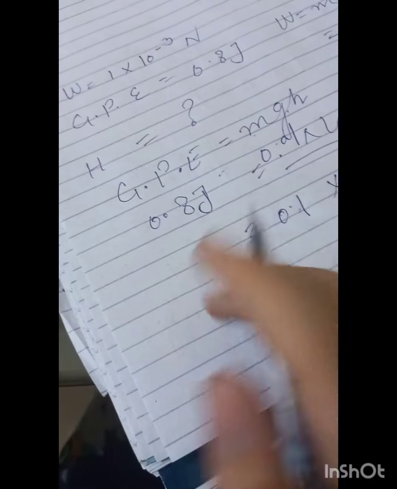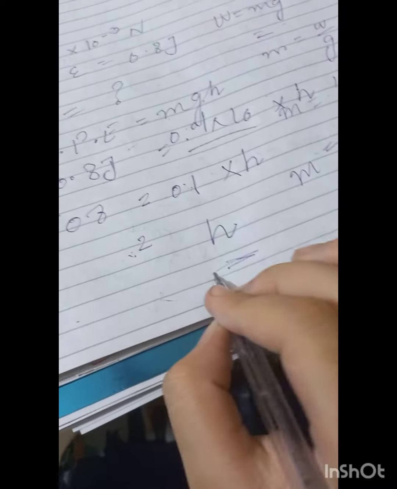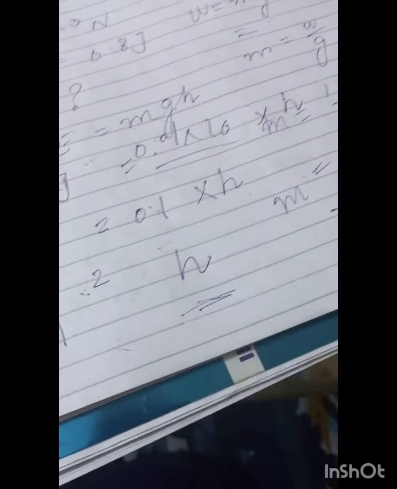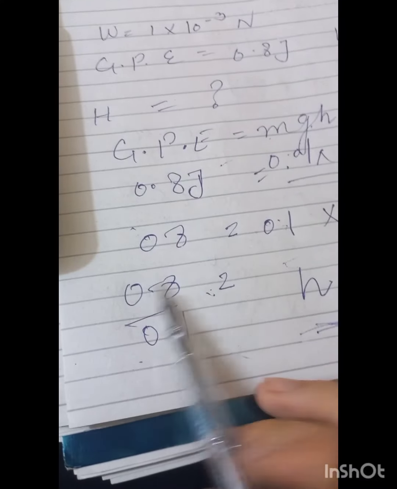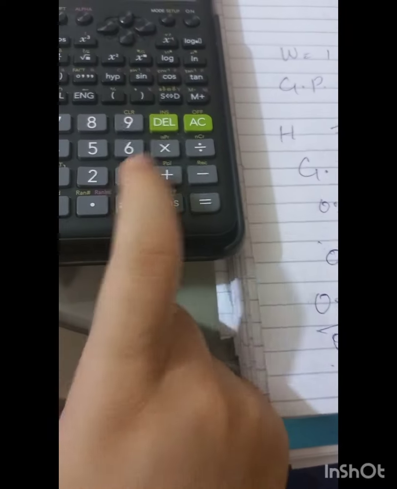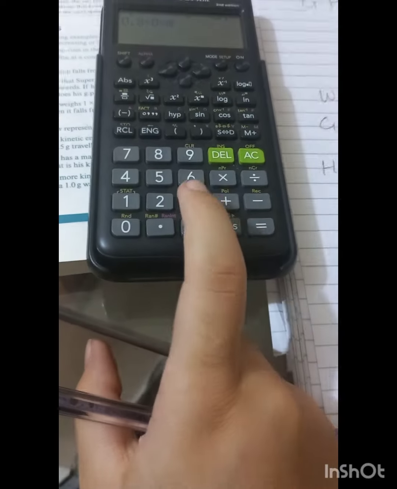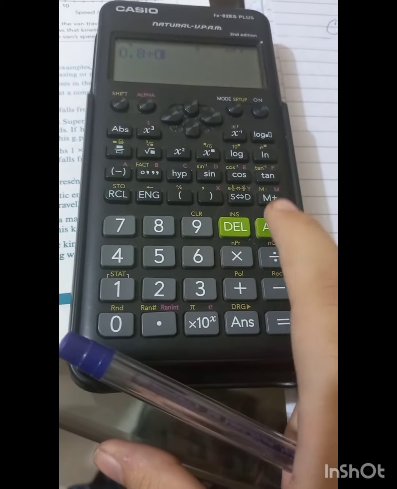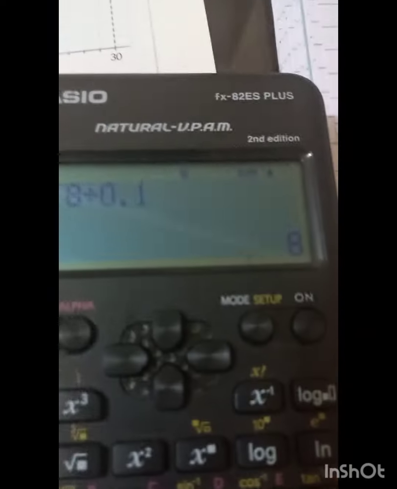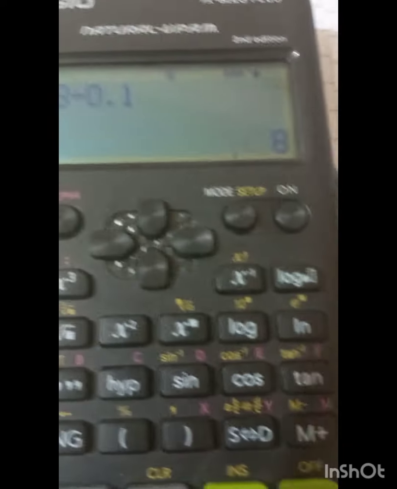Now the height will remain here because we have to find it. Now 0.8 divided by 0.1, it is multiplied with h here, but it will be derived from the gravitational potential energy, and the answer after dividing them both would be our height. 0.8 divided by 0.1 equals 8, so 8 is our height.